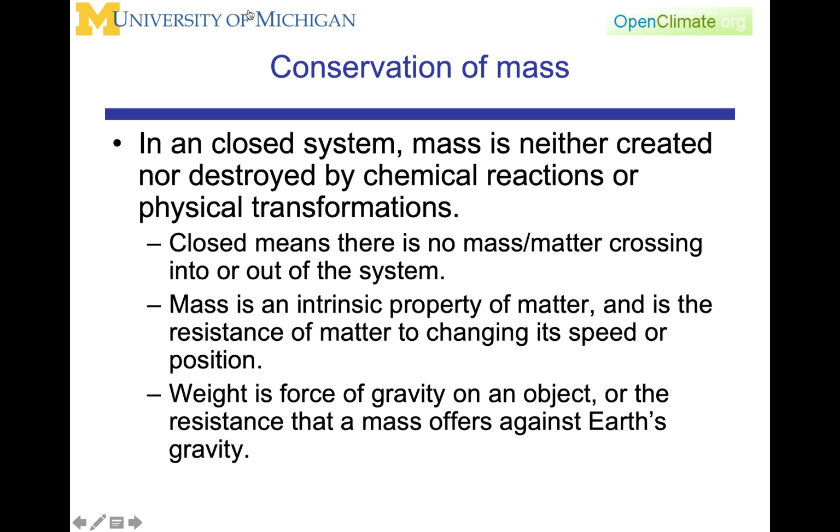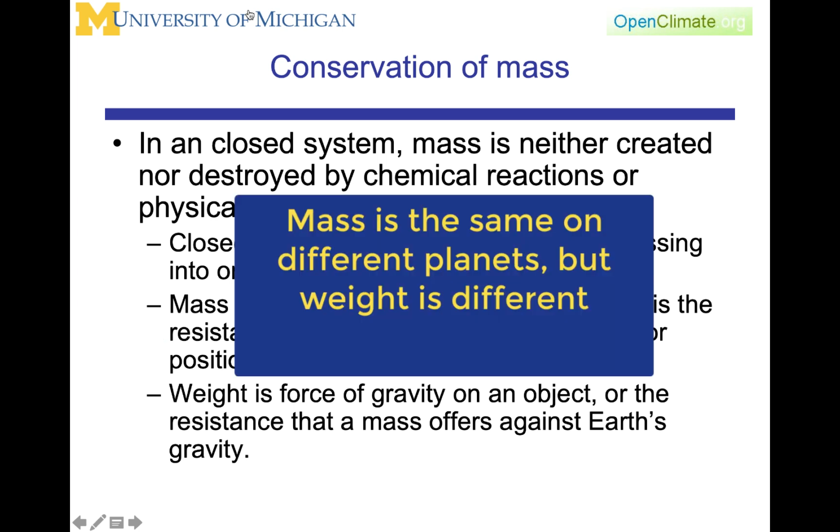Mass and weight are often thought of together, and weight is really the force of gravity on an object, or the resistance that a mass offers against the Earth's gravity. So if you were to return to the middle bullet, weight is a very specific aspect of mass associated with the force of gravity, and we generally think of it as the Earth's gravity. But if we were to think about other planets, then the weight of a particular mass would vary from planet to planet.